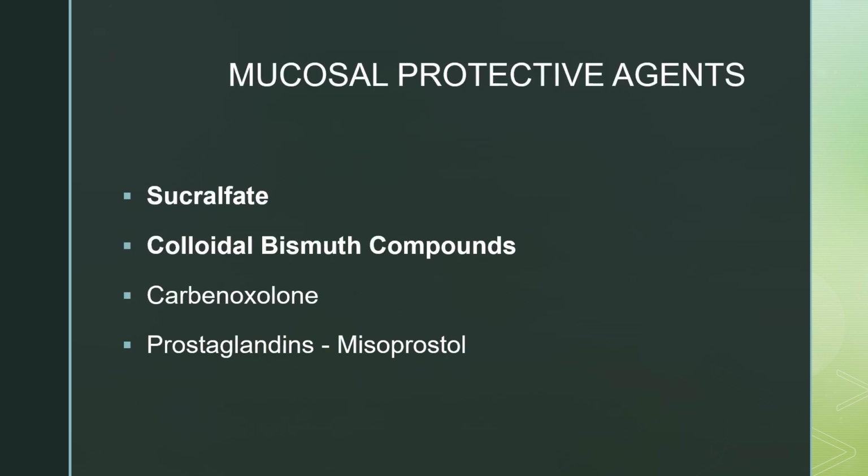Now we go to your mucosal protectives. Your mucosal protectives include your sucralfate, your colloidal bismuth compounds, your carbenoxolone, and your prostaglandin, your misoprostol. Can you still remember, in your OB/GYN, what is the use of your misoprostol? It enhances cervical ripening and thus induces abortion if used for such indication.